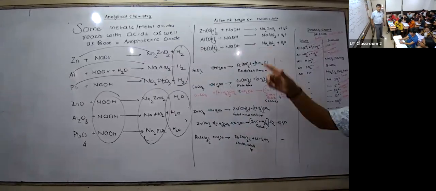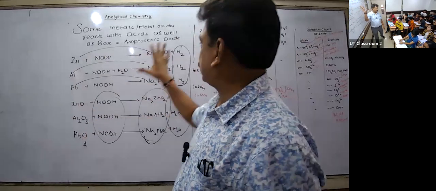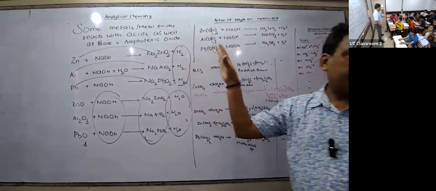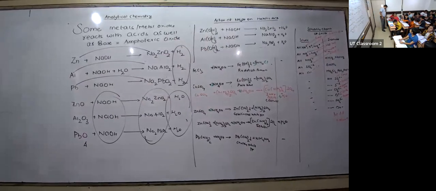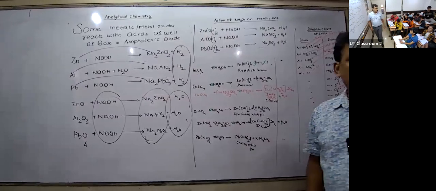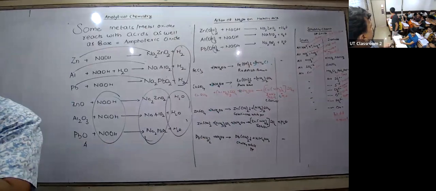Right now, 9 reactions are there. Metals, metal oxides, and metal hydroxides. Balance the reaction. हो गया? सब लोग लिखा, balance करो reaction को.